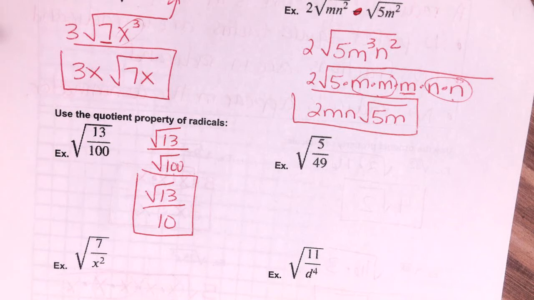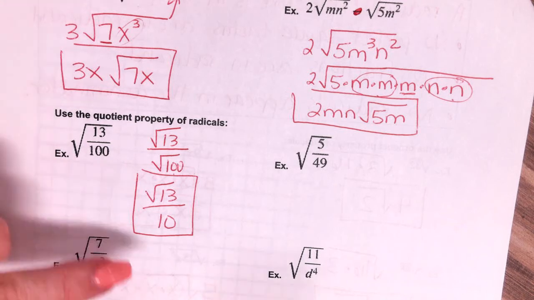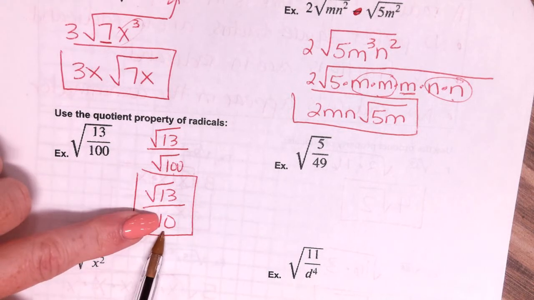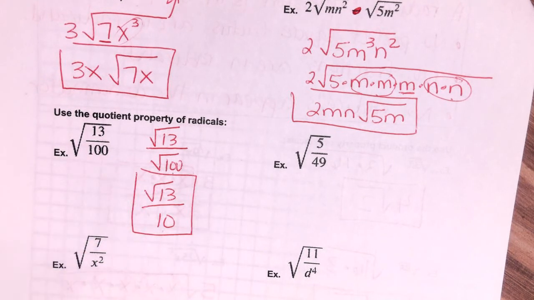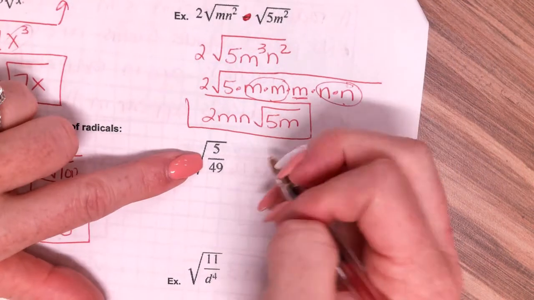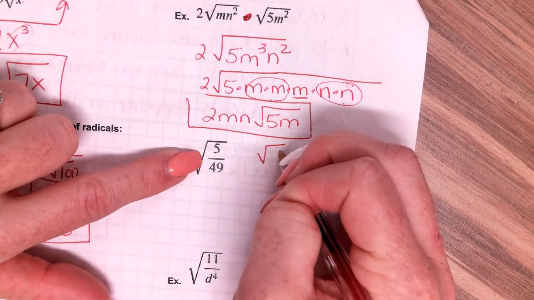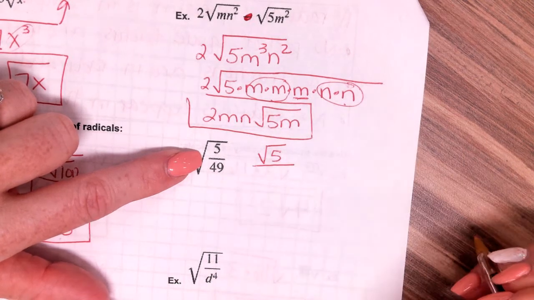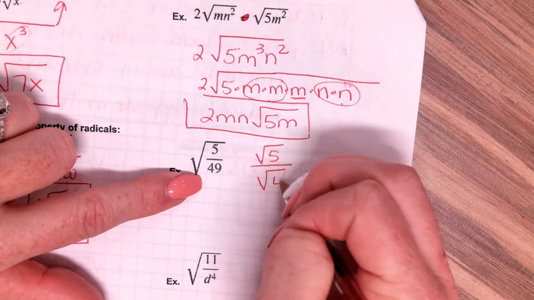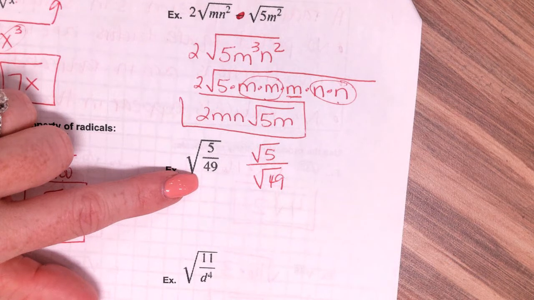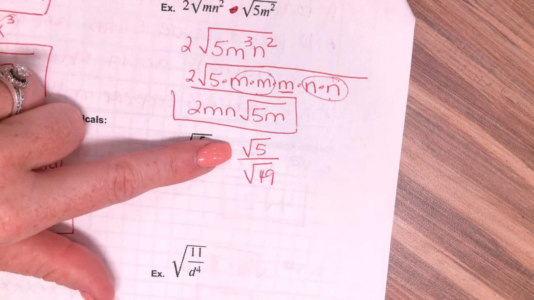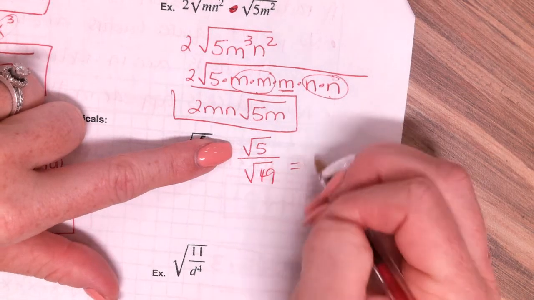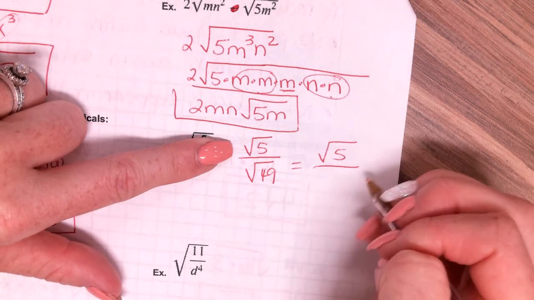And what did our rule say? We cannot have a radicand as a denominator. Did it say we couldn't have it as a numerator? No. So you can have it on top. All right, how would I write this? The square root of 5 over the square root of 49. Does 5 have any perfect squares in it? Nope, so I leave it alone. And what's the square root of 49?